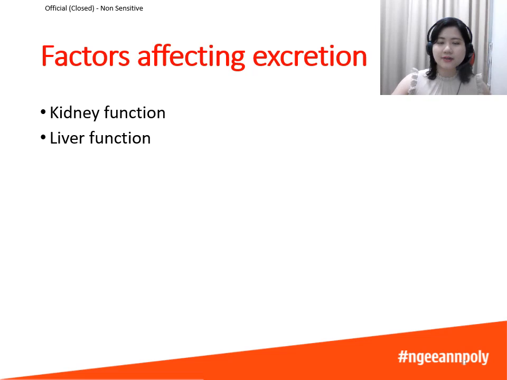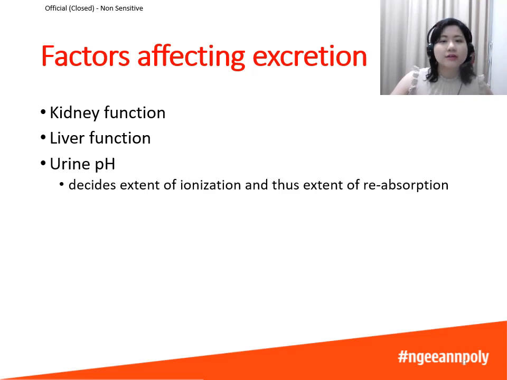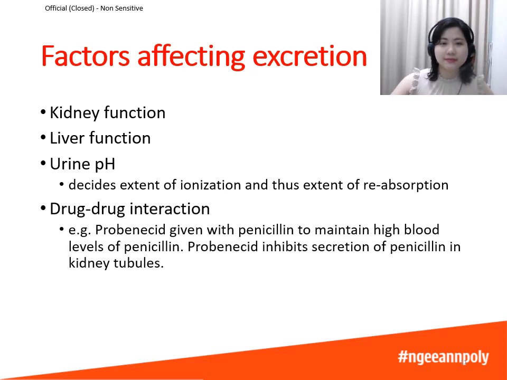Since the kidneys and liver are responsible for the excretion of drugs, changes in kidney and liver functions can affect excretion. Urine pH may also affect excretion of drugs. For drugs that are weak acids or weak bases, their extent of ionization is affected by pH. In the ionized form, these drugs would be more water-soluble and therefore more easily excreted in the urine. Excretion may also be affected by other drugs that the patient is taking concurrently. For example, probenecid reduces the excretion of penicillin.